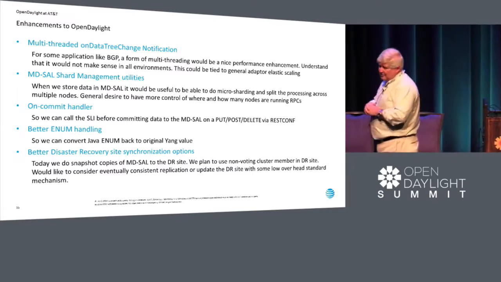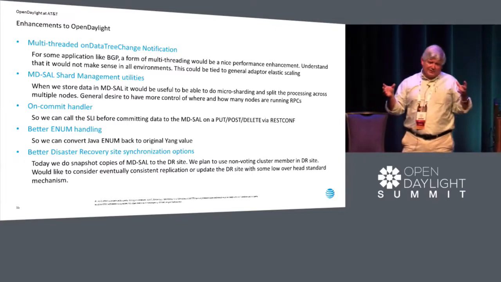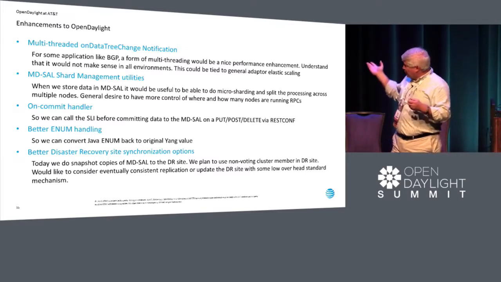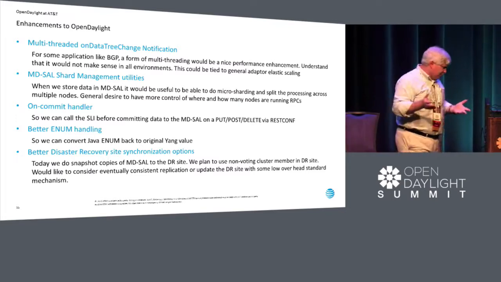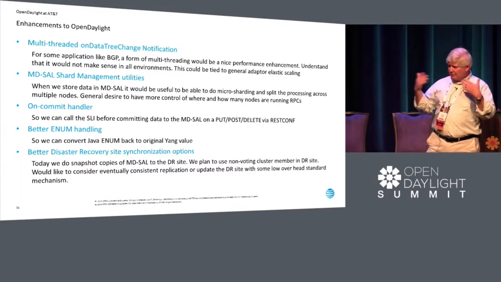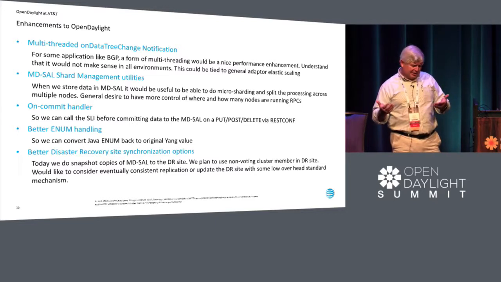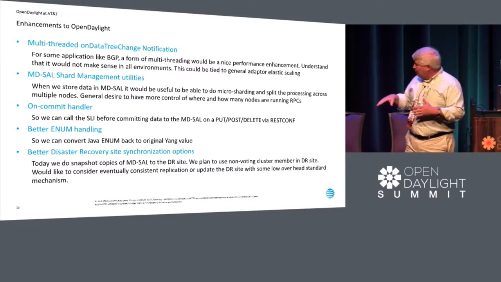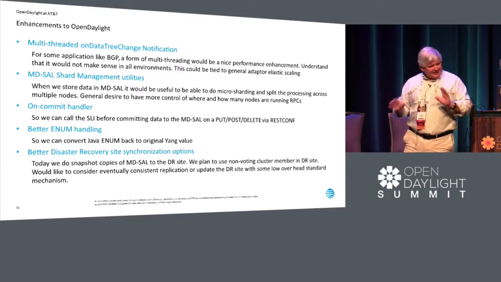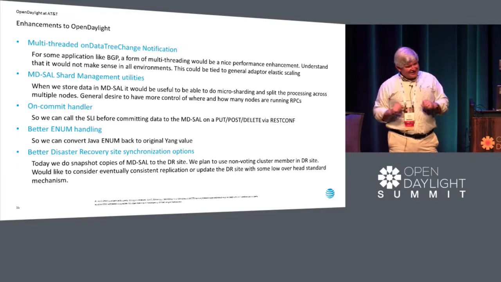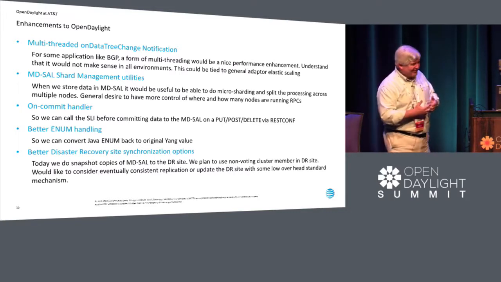And then we all need better disaster recovery. We are doing geo-redundancy for the SDN controllers. We started with some snapshot replication. We're moving to the non-voting cluster member. I don't think that's quite enough yet. It's getting closer, but we really need to be able to do active-active capabilities with perhaps some form of lightly eventually consistent replication. Colin does not like eventually consistent replication, so he's trying to educate me on other ways to do that.